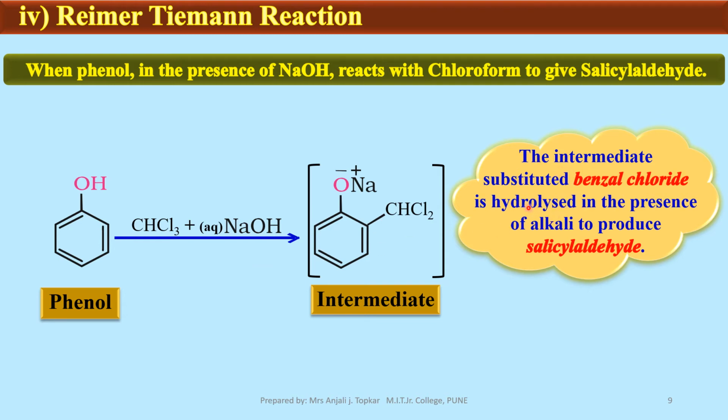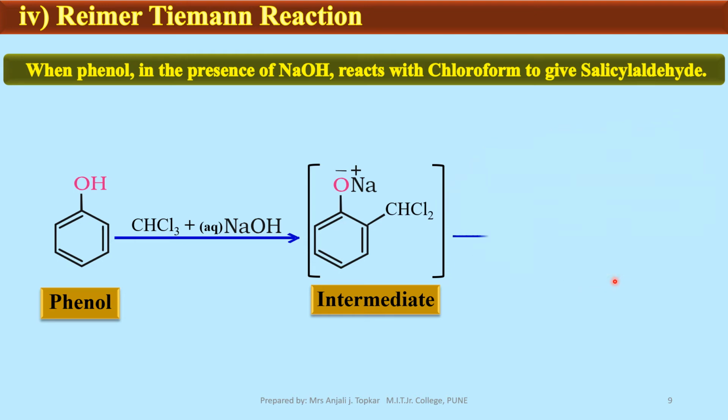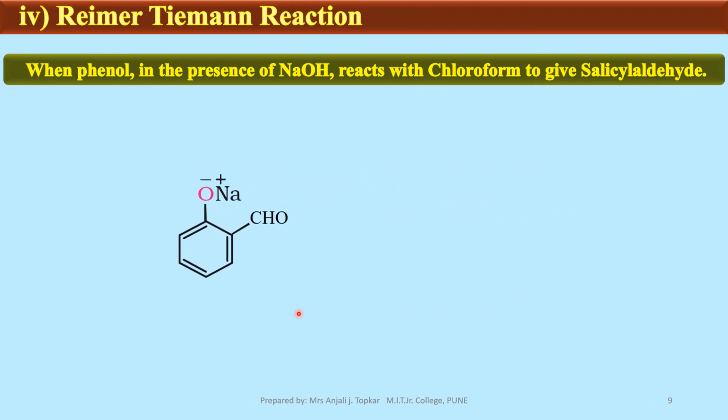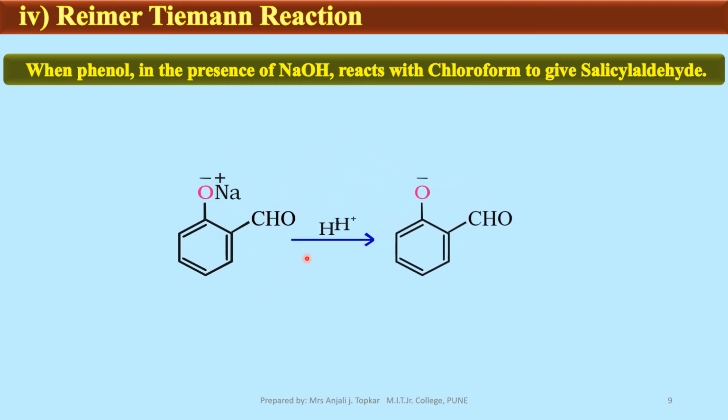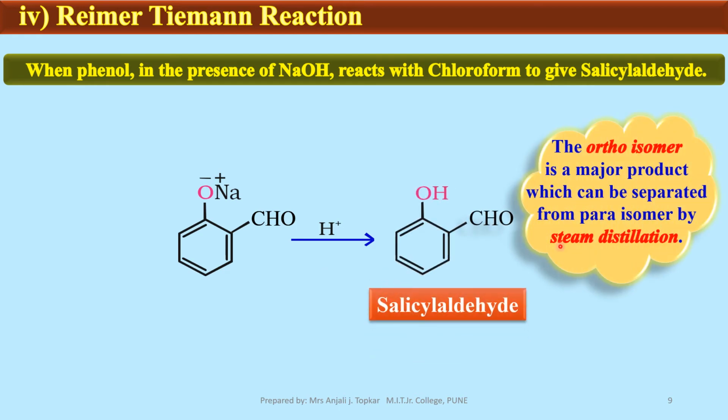Let's see. Intermediate reacts with NaOH and forms an intermediate that undergoes hydrolysis to give salicylaldehyde. The orthoisomer is the major product which can be separated from paraisomer by steam distillation.